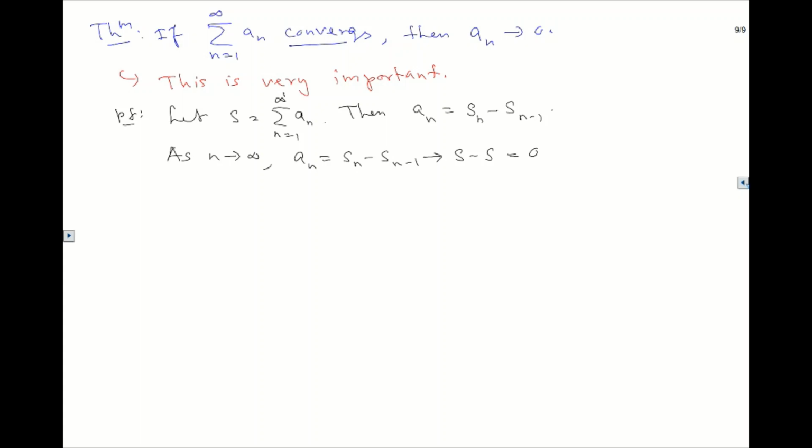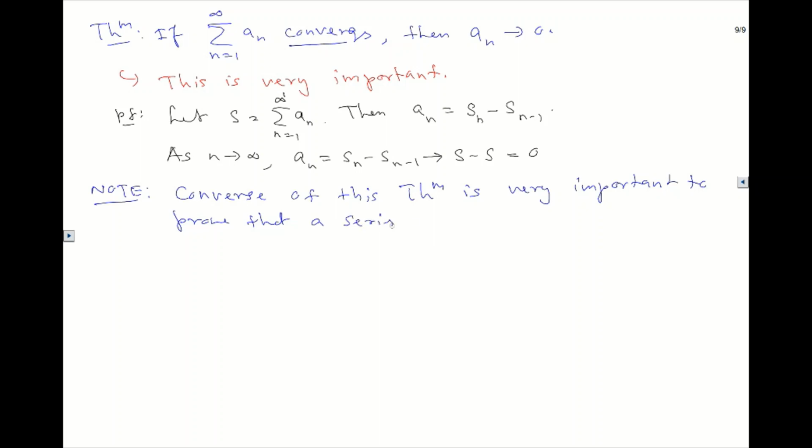So let's write this as a not. The converse of this theorem is the opposite one. The converse of this theorem is very important to prove that a series is divergent. But unfortunately it doesn't work for convergence.